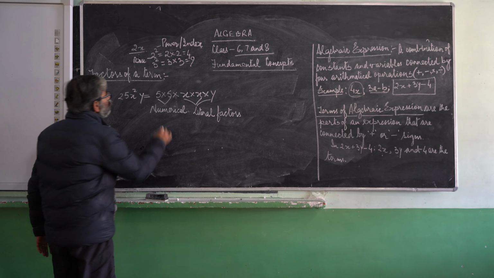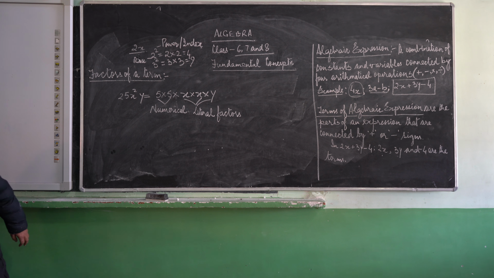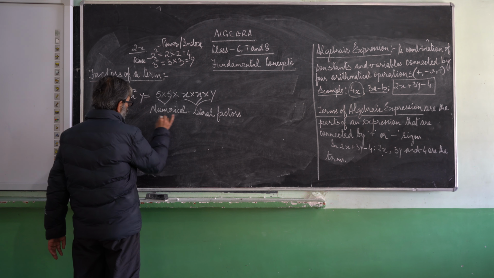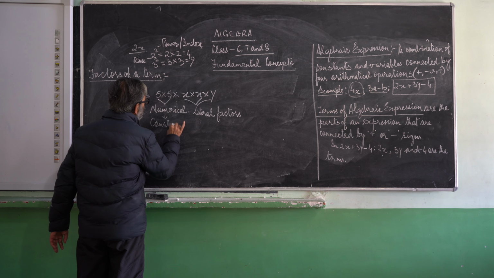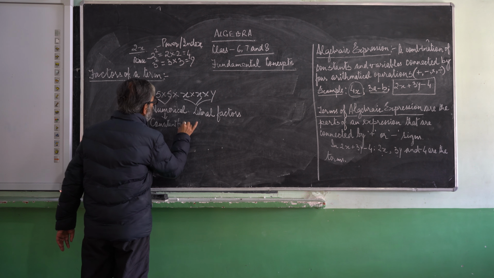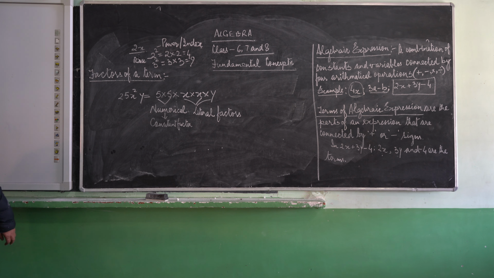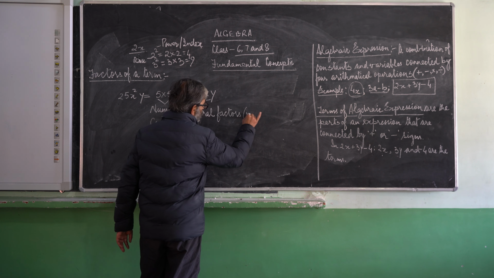Constant factor, that is numerical factor, is known as the constant factor. This is also known as constant factor. And the variable factor is known as the literal factor. This is the variable.